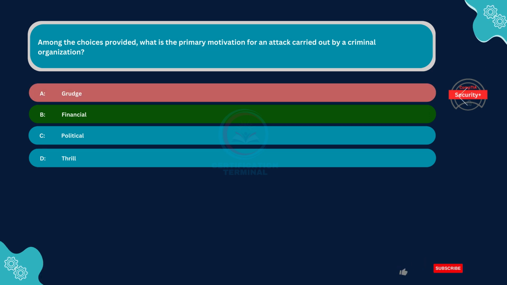Option A, grudge, is incorrect. While personal vendettas or grudges can motivate individuals to carry out attacks, they are less likely to be the primary motivation for an attack orchestrated by a criminal organization.